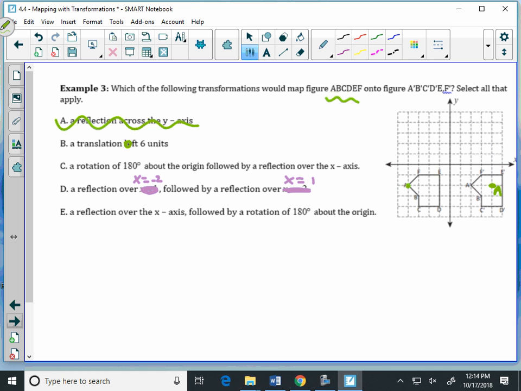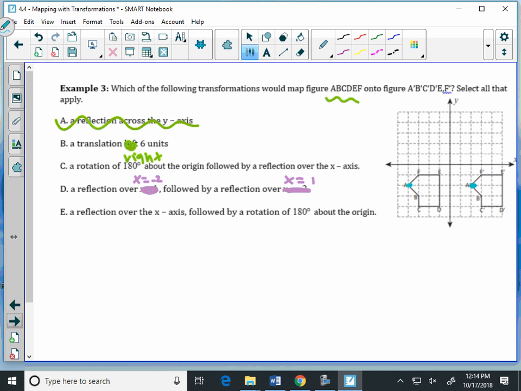Oh, sorry, change that to right, this one to right. Change left to right here. If we take a look at B, it says a translation, it should say right 6 units. Well, let's see if that works. Again, pick A. We're going to translate it right 6. 1, 2, 3, 4, 5, 6. Did A map up with A prime?